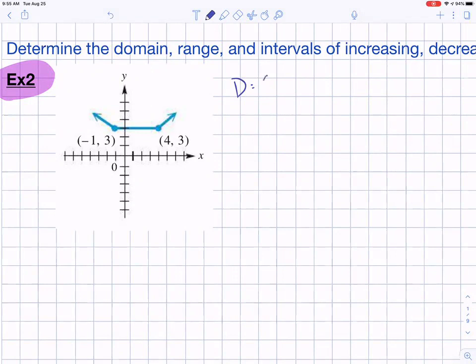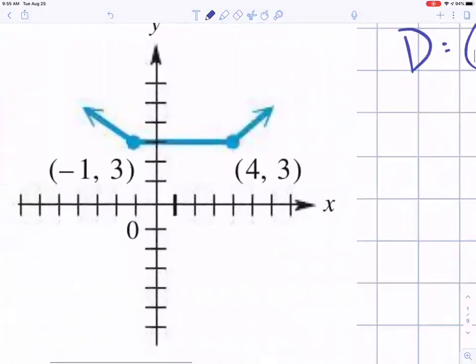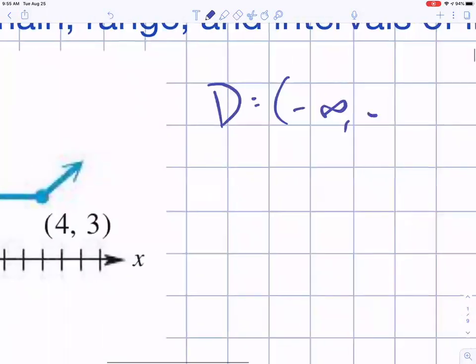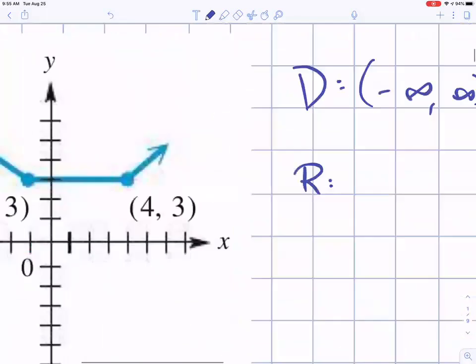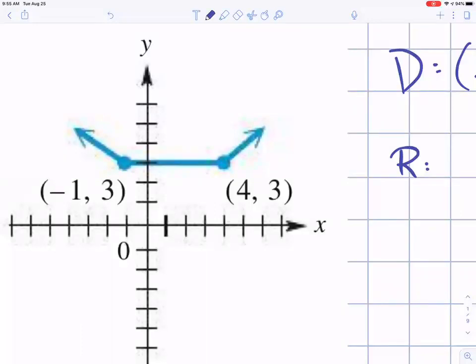Negative infinity. Now I'm going to start my trek from left to right, start my journey. At any time, do I take a break from using X values? No, I don't. You say, yeah, but you turned a corner. Yes, I turned a corner, but I didn't take a break. I'm still using X values. So where do I stop using X values? At positive infinity.